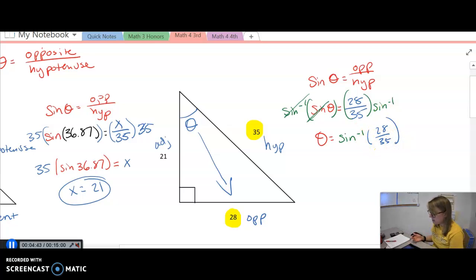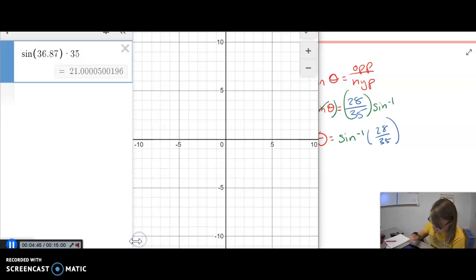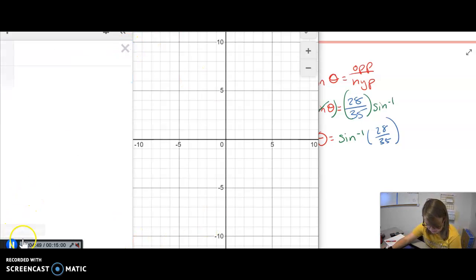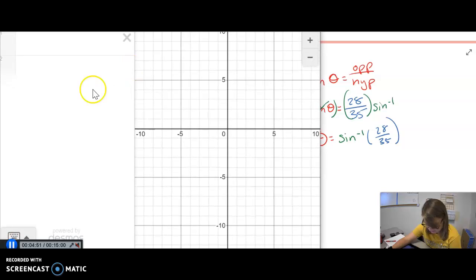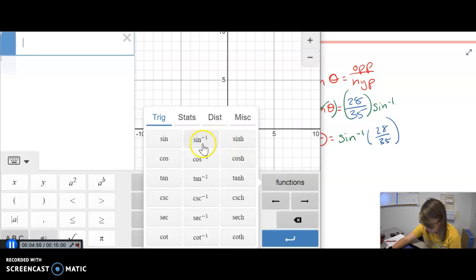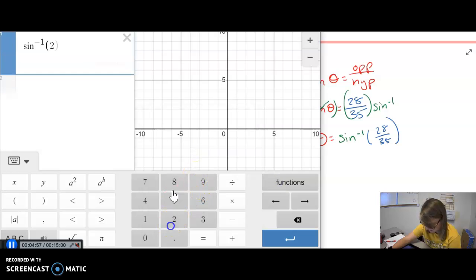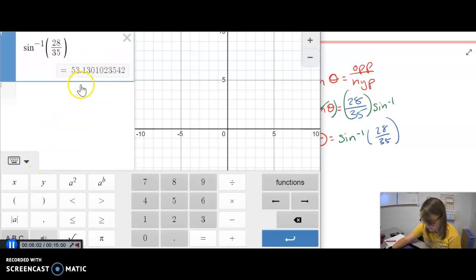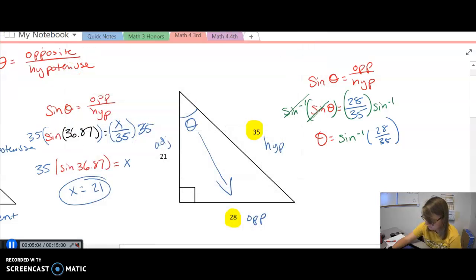So what can we do from there? Well, we can go back to Desmos, and Desmos will tell us what that is. So we have the functions inverse sine of 28 over 35, and we get 53.13. So we say that theta equals 53.13.